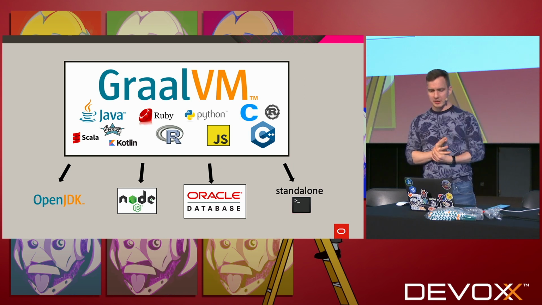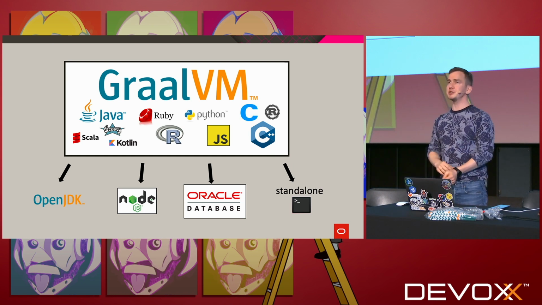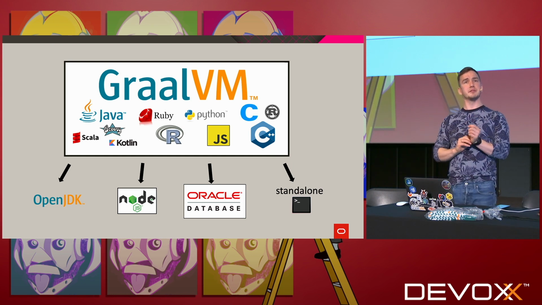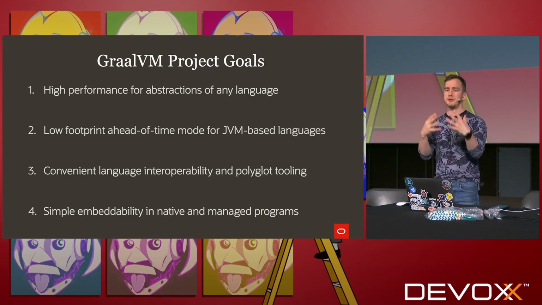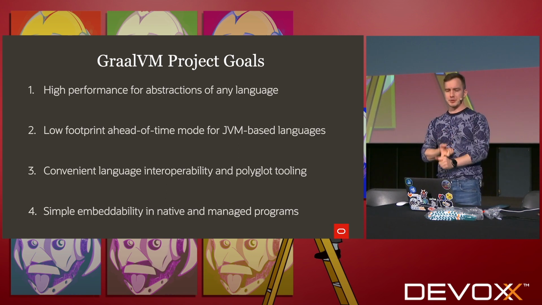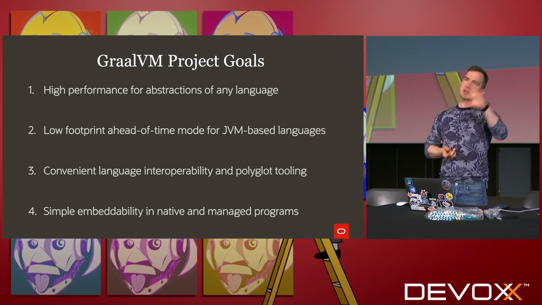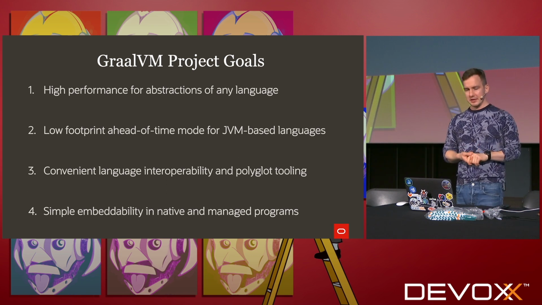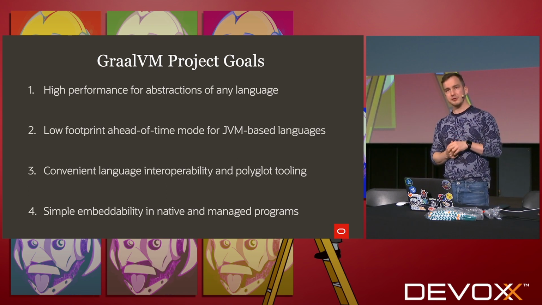And this is what we're going to talk about mostly today: this standalone AOT compilation mode that we call GraalVM native images. In general, you can be interested in different things about GraalVM, and mostly that is the high performance for languages, specifically for the JVM languages, actually for dynamic languages as well. We have this low footprint ahead-of-time compilation mode, and we have the polyglot things.